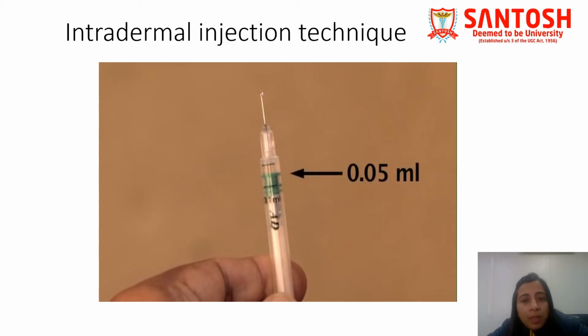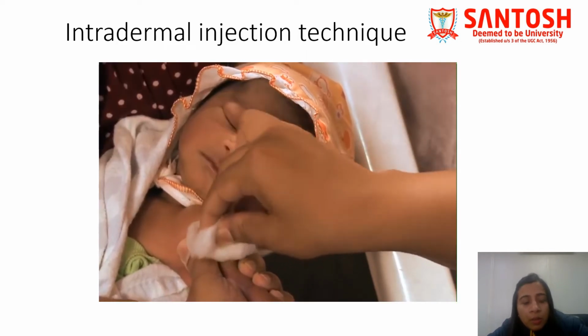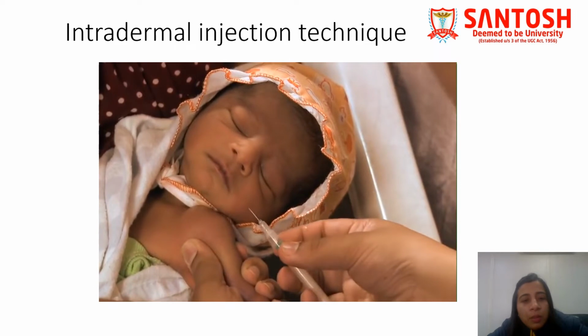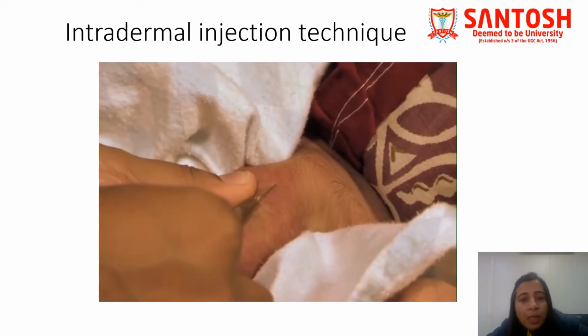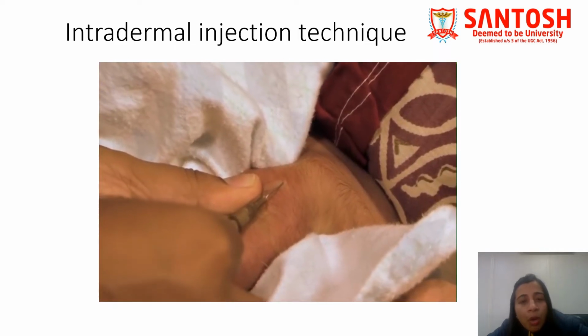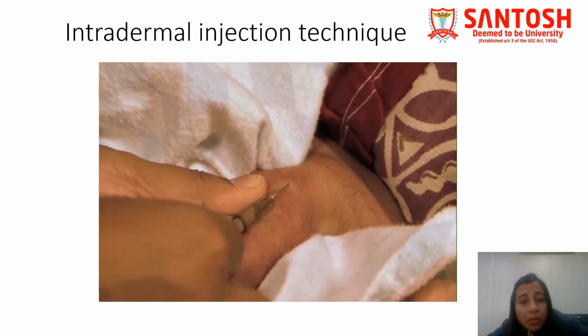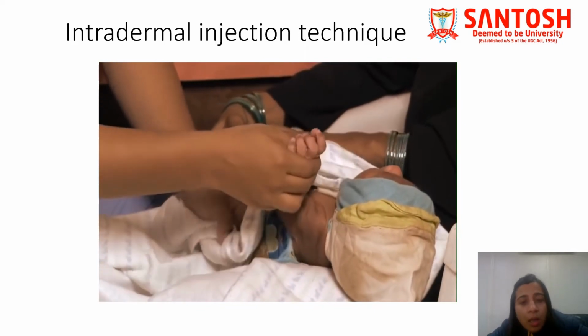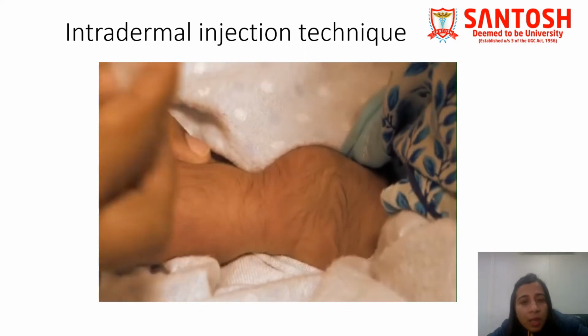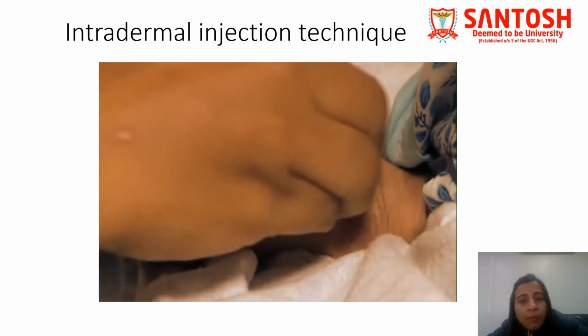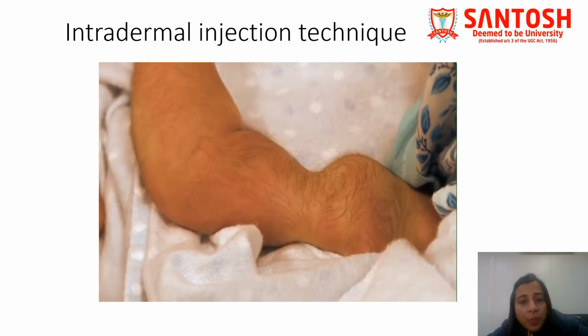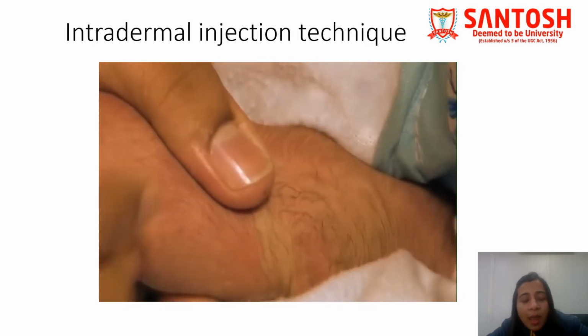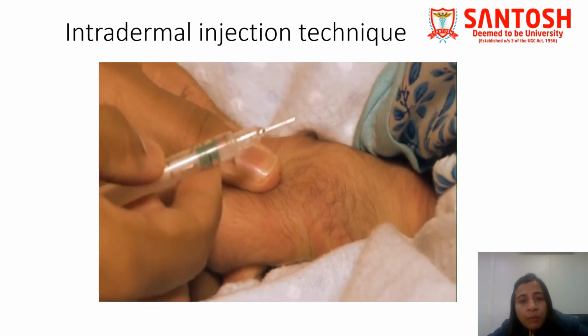0.05 ml of vaccine should be there in the syringe, and the site of injection can be cleaned with plain water. Now the needle should be parallel to the skin. So positioning of the baby is very important. The baby should be comfortable, and never clean with spirit or alcohol. It can be just cleaned with plain water.